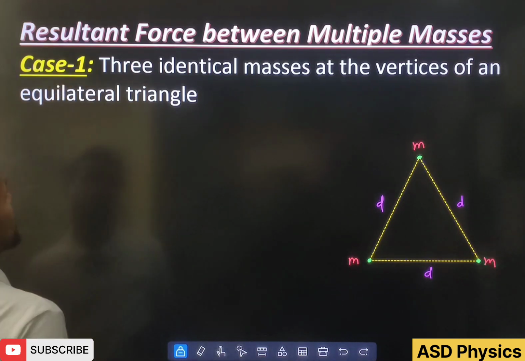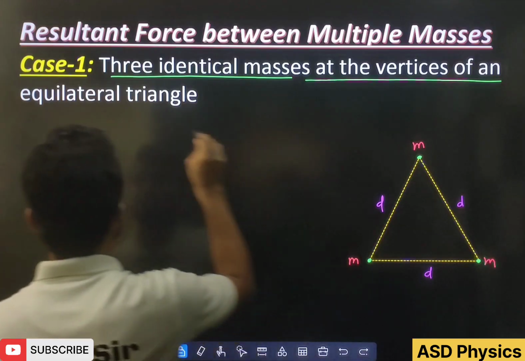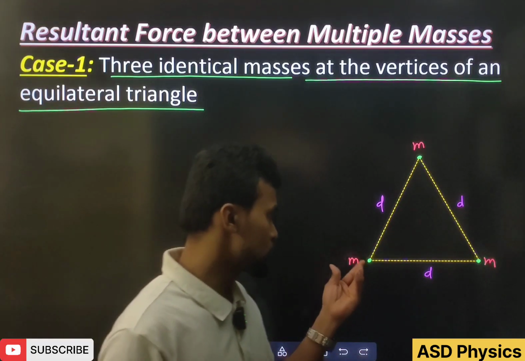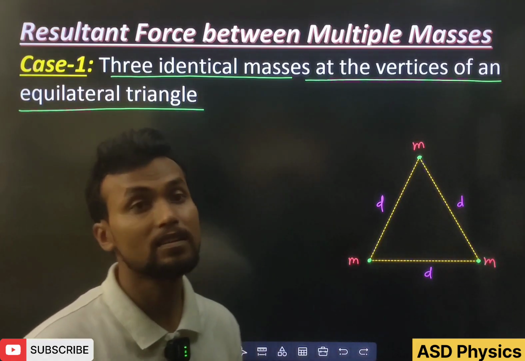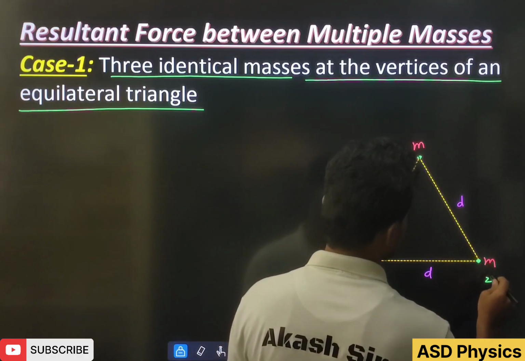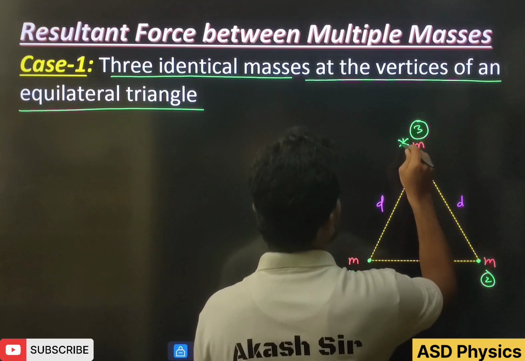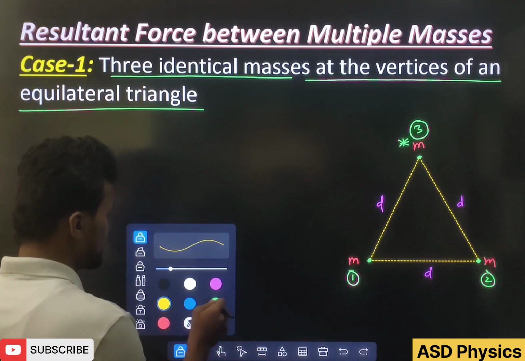Okay, so under case 1 we are going to see 3 identical masses at the vertices of an equilateral triangle. Here I have taken the 3 masses M, M, M, and the side of the equilateral triangle is D. Let's take this as mass 1, this as mass 2, and this as mass 3. And I have selected this mass M3.